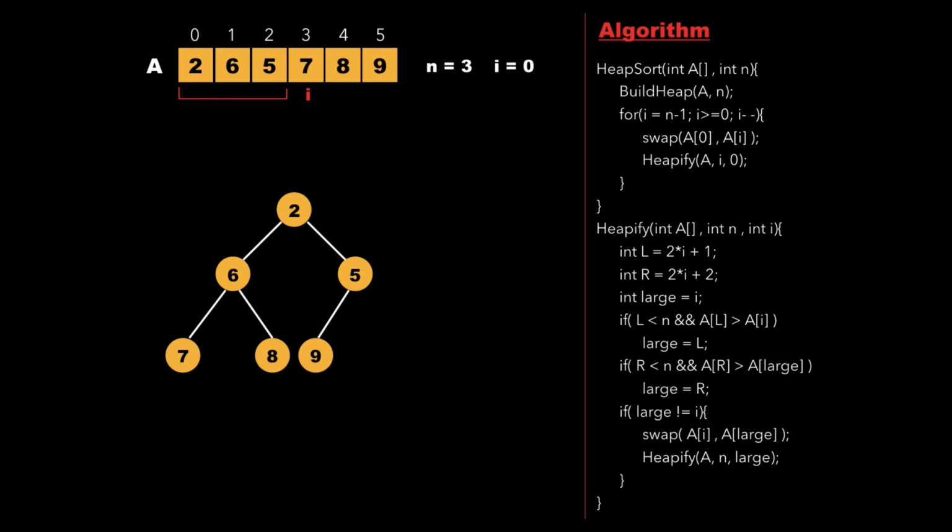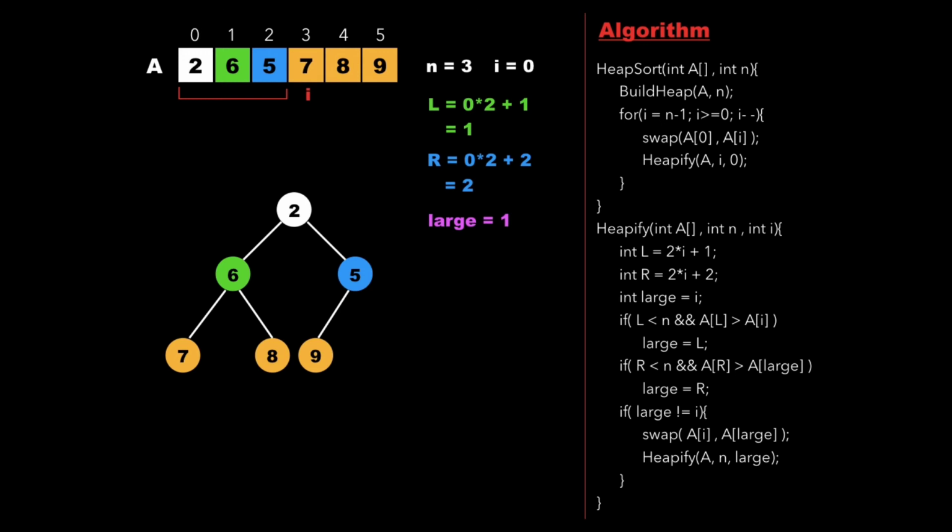So now we are in a heapify function with the value of I as 0, that is we are considering the element 2, and we calculate the index of the left child node as 1 and the index of the right child node as 2, and we also initialize the value of large as 0. We check whether L is less than n as well as A of L is greater than A of I, that is we check whether 6 is greater than 2, and since 6 is greater than 2, we update the value of large as the index of 6, which is 1.